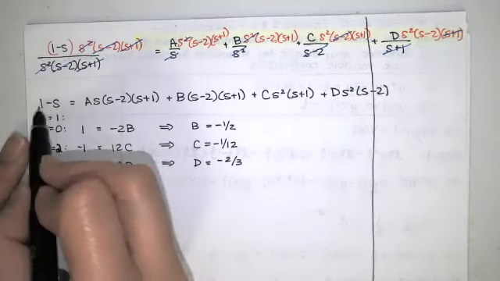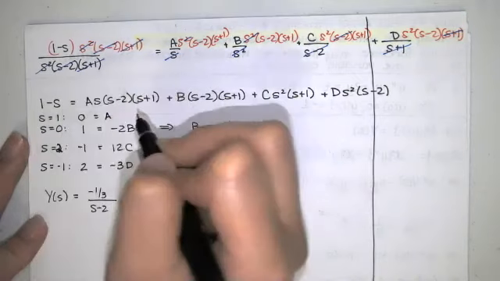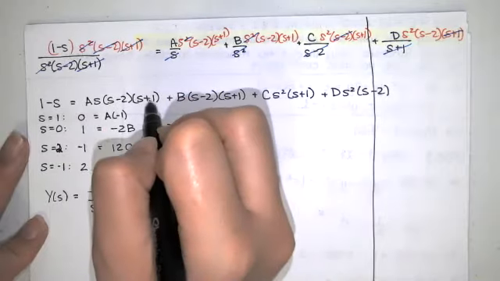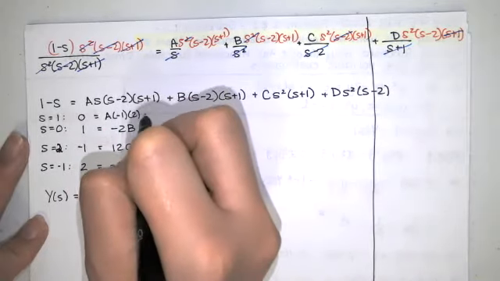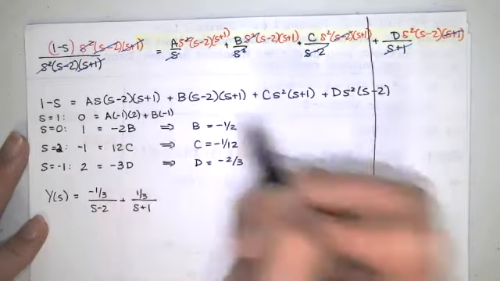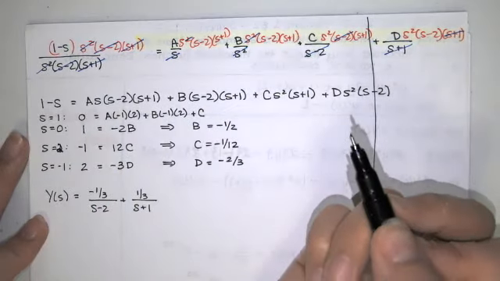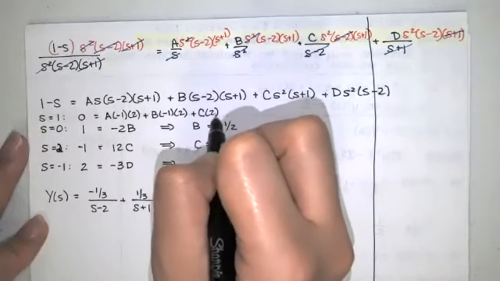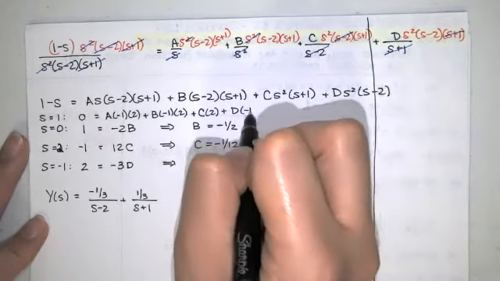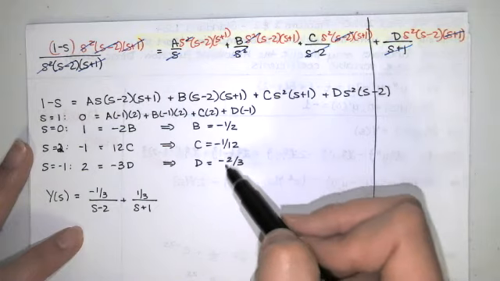If s is equal to 1, we'll have 1 minus 1, which is 0. Then we'll have a times 1 times 1 minus 2, which is negative 1, times 1 plus 1, which is 2, plus b times 1 minus 2, which is negative 1, times 1 plus 1, which is 2, plus c times 1 squared times 1 plus 1, which is 2, plus d times 1 squared times 1 minus 2, which is negative 1. So we've got this equation involving a, b, c, and d, but we already know b, c, and d.